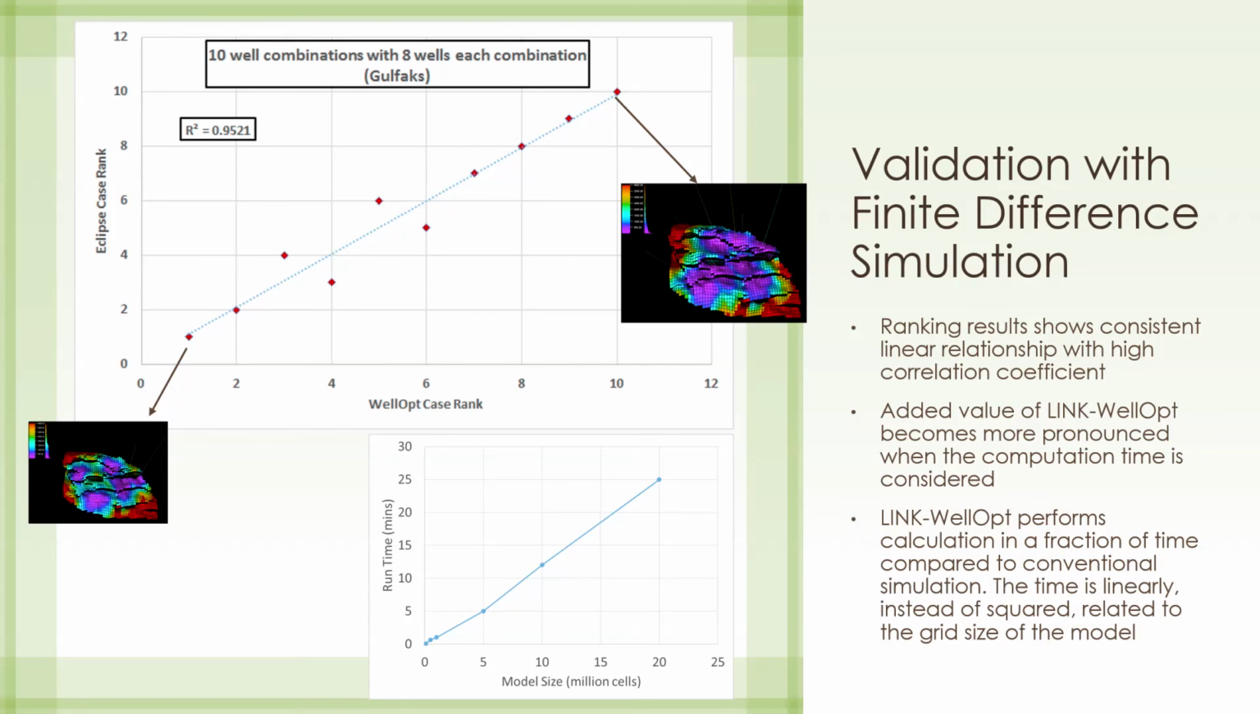The added value of LINK-WellOpt becomes more pronounced when the computational time is considered. LINK-WellOpt performs the overall ranking calculation in a fraction of the time that it will take if a finite difference simulator was used. Furthermore, the time performance of LINK-WellOpt is linearly related to grid size of the model, as opposed to a square relationship.